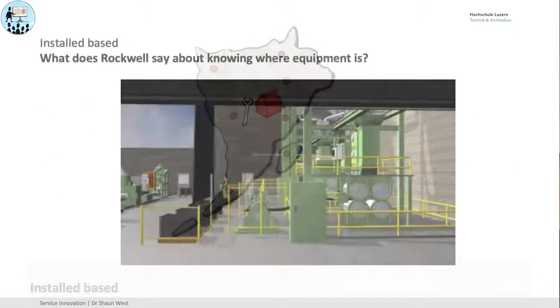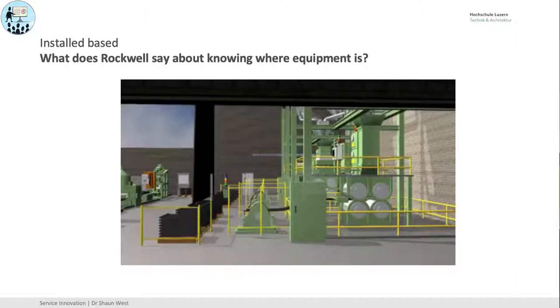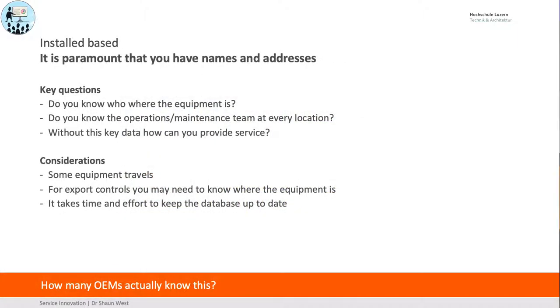Installed base, very, very powerful tool. Watch this video from Rockwell. In essence, I want to know the name and equipment serial number of every piece of equipment I've got on my site, or that I've ever sold to a customer, ever serviced for a customer. There's no excuse today to not have that. Setting the database up can be a bit painful, but if you know what it is and you know where it is, you can help them.